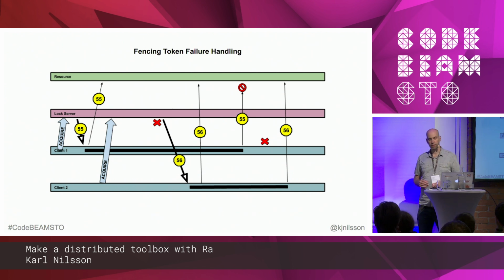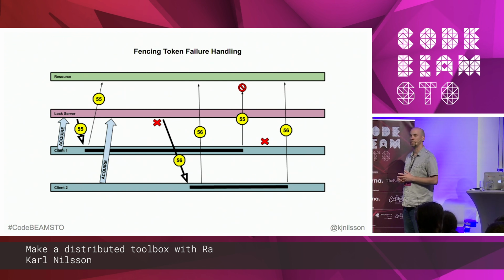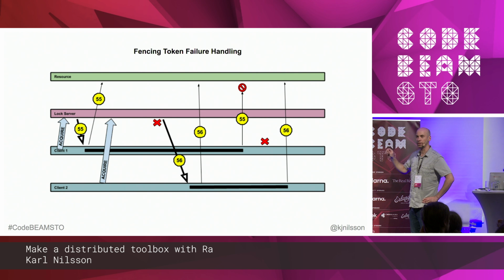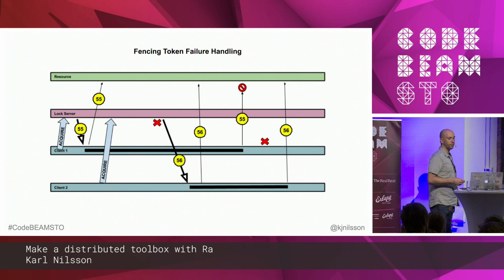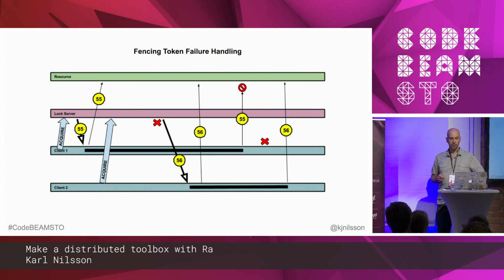At some point later, where the first little red cross is, the lock server gets a no connection. It's detected that it monitored client 1. That's not particularly clear there, but it monitored client 1, and it got the no connection. And immediately, because we're using a fencing token, it's able to just give the lock to client 2, who's waiting for the lock, but it gives it with a higher fencing token. And then client 2 immediately makes a request using the 56 fencing token, and that's successful with the resource.